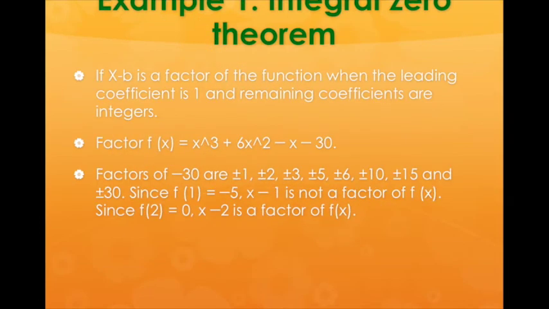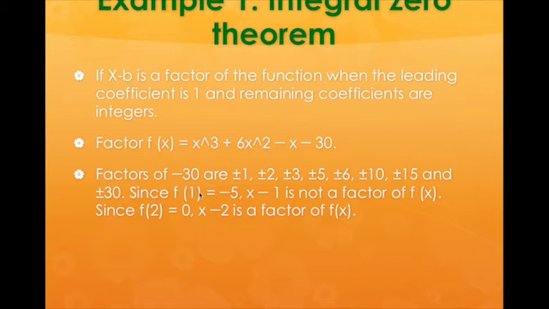Example 1, the integral zero theorem. So what does the integral zero theorem mean? If x minus b is a factor of the function when the leading coefficient is 1 and the remaining coefficients are integers. For example, factor f(x) = x³ plus 6x² minus x minus 30. So the factors of negative 30 are plus or minus 1, plus or minus 2, plus or minus 3, plus or minus 5, plus or minus 6, plus or minus 10, plus or minus 15, and plus or minus 30.